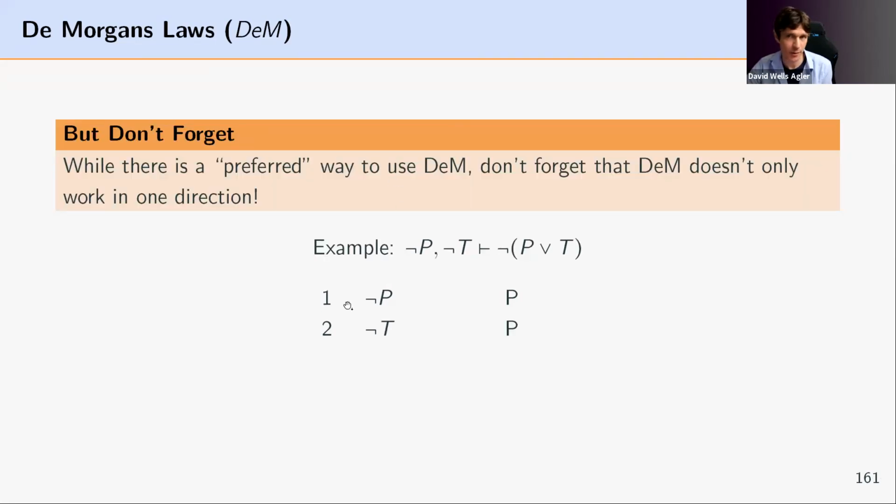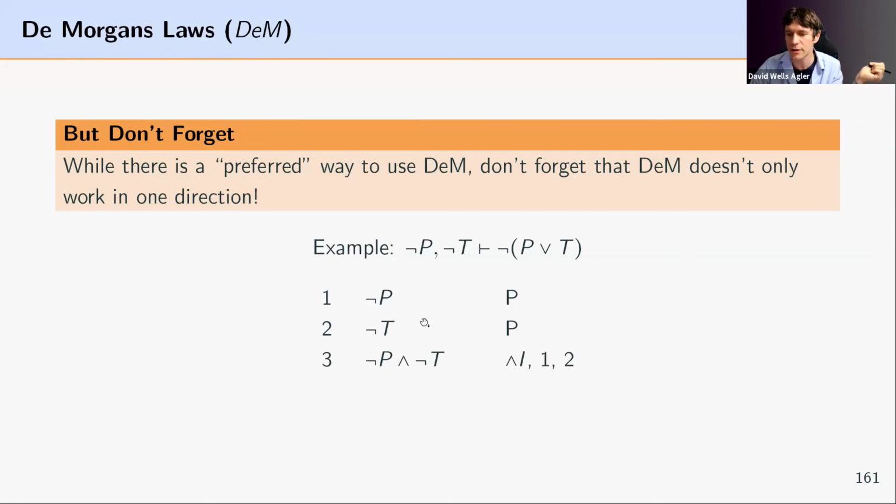It's helpful to remember that even though I've just emphasized really strongly that whenever you see a negated disjunction, you can reason to a formula using DeMorgan's laws, you also don't want to forget that you can use DeMorgan's laws to reason in the other direction. So in this case, we have not P and not T. And so when we look at this, if we were to try to derive not P or T, we might not really know what to do here.